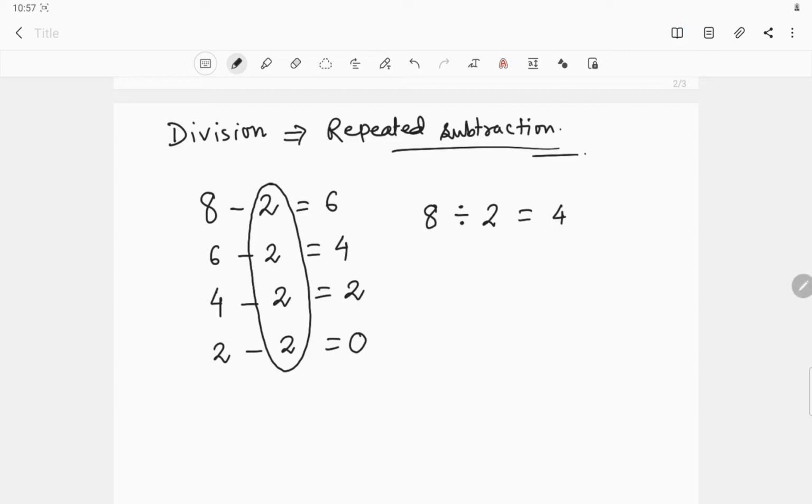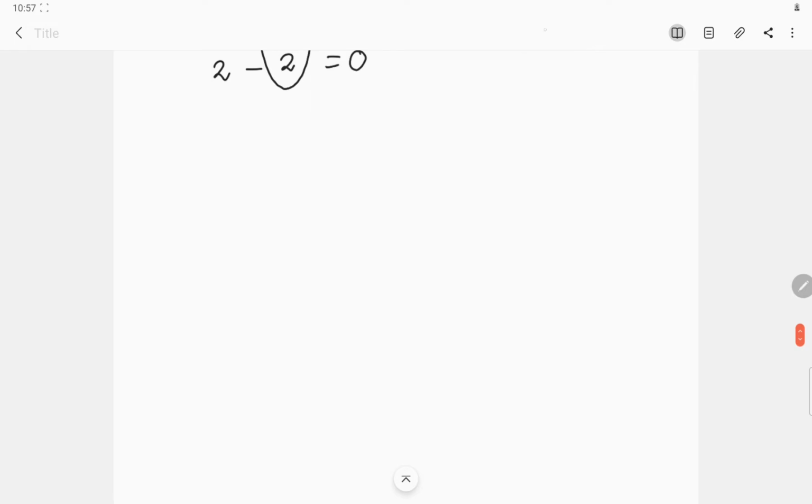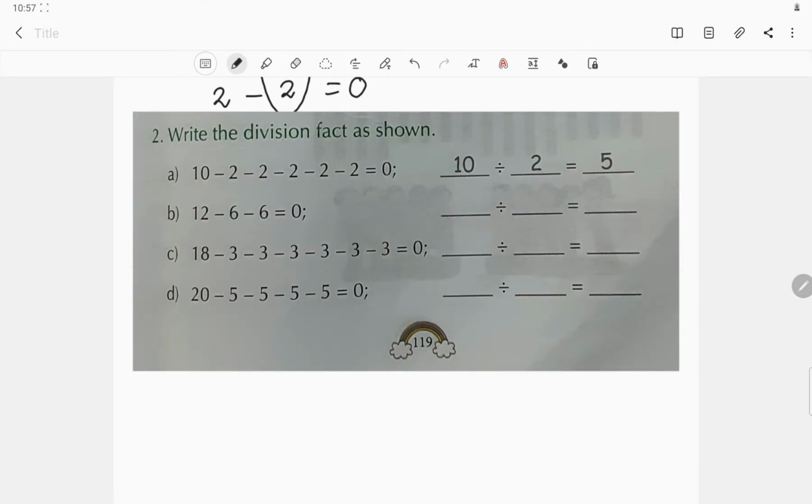Now we will solve our repeated subtraction. On page number 119, question number 2B, it says 12 minus 6 minus 6 equal to 0.